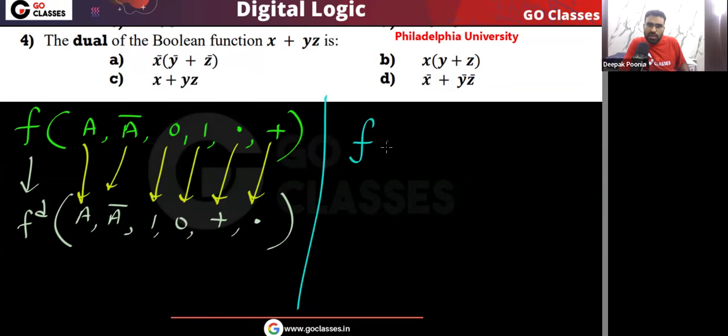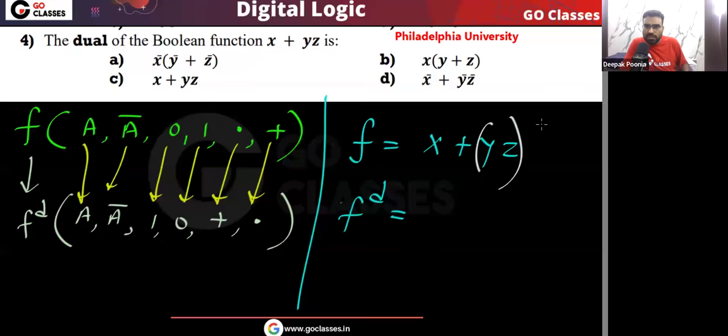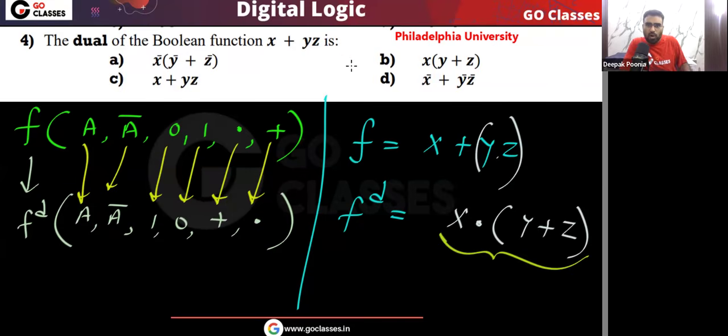We have this function f equal to x or yz. So how to find f dual? That is very simple. It is like this, correct? This is your function f. Now this OR will become AND, x will remain as it is, this AND will become OR, y and z will remain as they are. So the final answer will be x and (y or z). Option B.